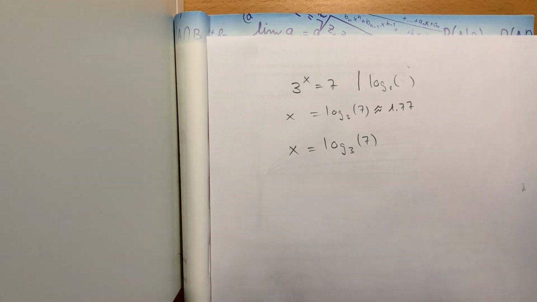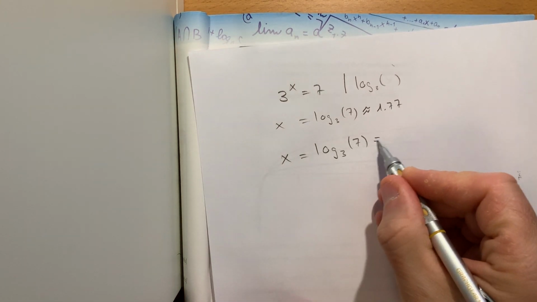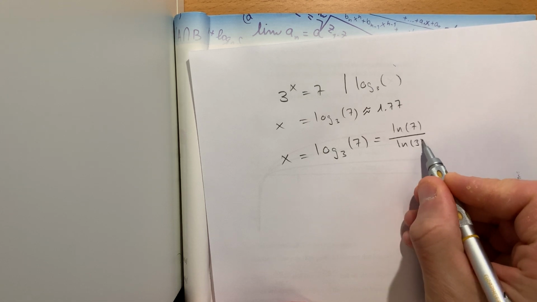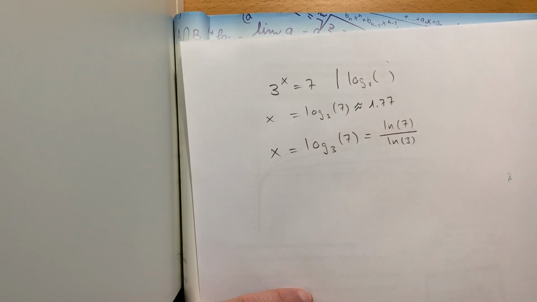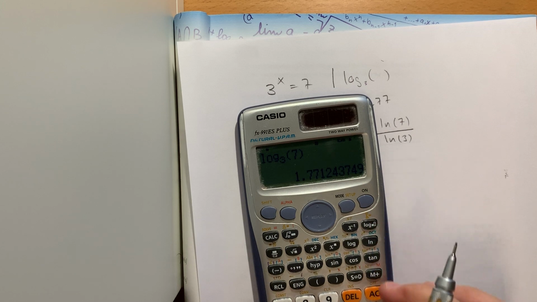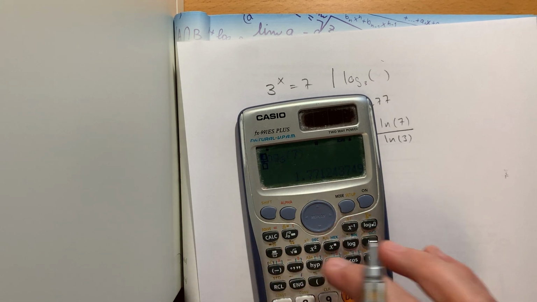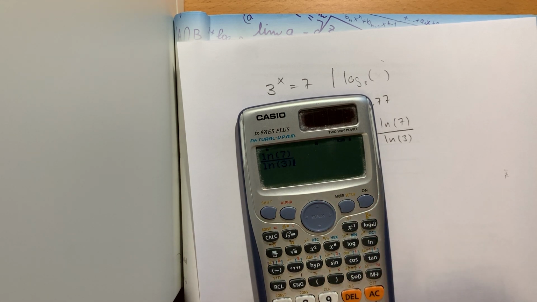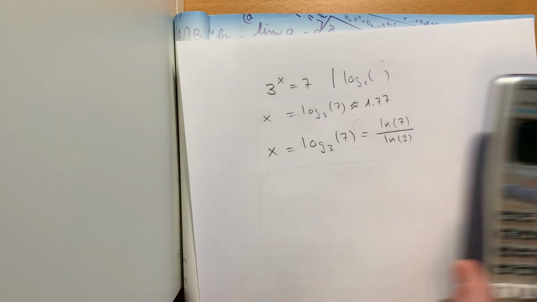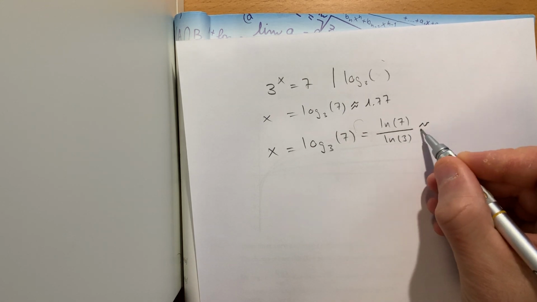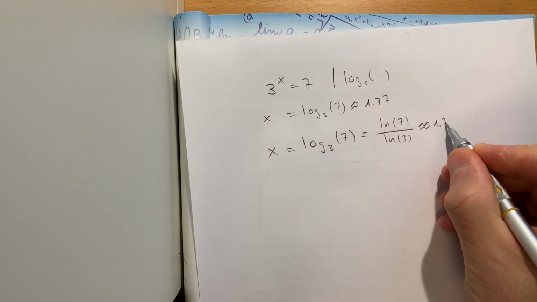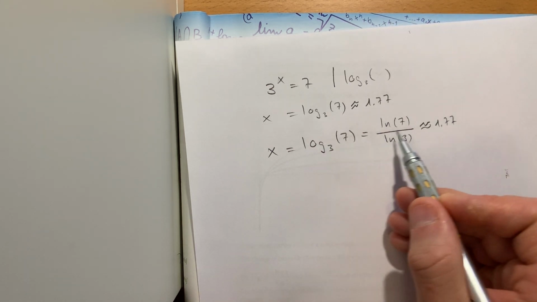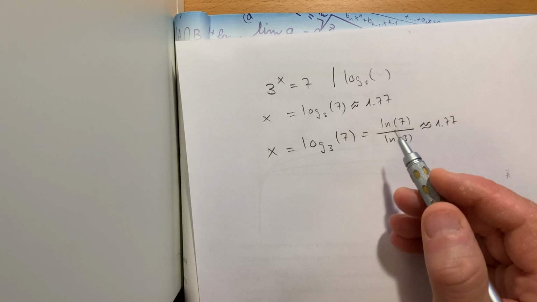But you're not stuck, because you can always write this as ln 7 over ln 3 by using the change of base rule. So now you could type this in here, ln 7 divided by ln 3. And you see, again, you get the exact same thing, 1.77 approximately.